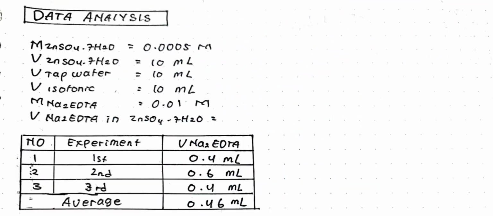After we do the experiment 3 times, we get the volume of Na2EDTA in zinc sulfate. The first experiment we get 0.4 milliliter, second is 0.6 milliliter, and the third is 0.4 milliliter, and the average is 0.46.